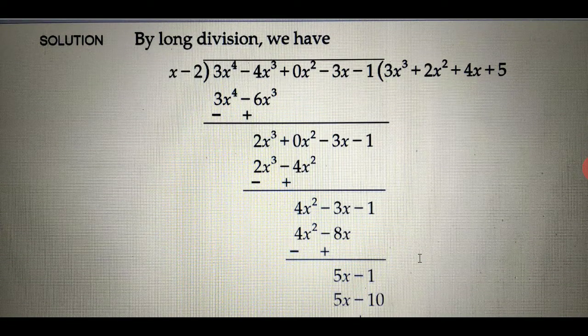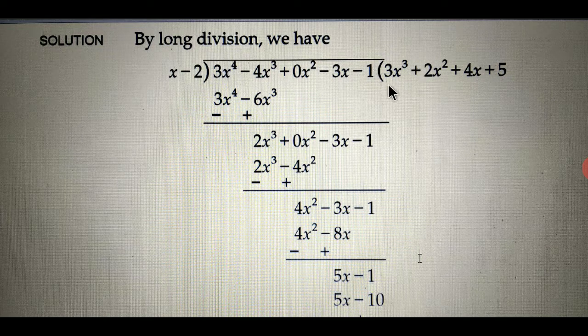To verify the division algorithm, let us divide the p(x), that is this one, by the g(x), that is x minus 2. What is the rule? You have to look at the first term of the p(x), that is 3x to the power 4, and the first term of g(x), that is x. Divide 3x to the power 4 by x. You will get 3x cube. So that will be the first term of your quotient.